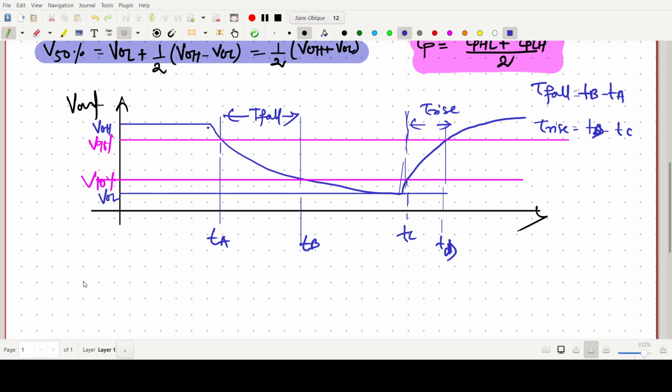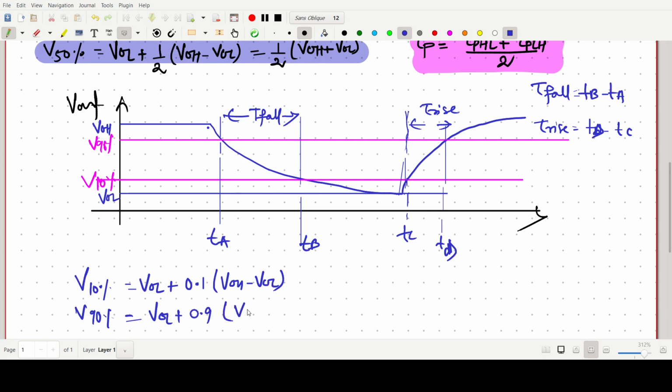The value of V10% we can simply write as VOL plus 0.1 times VOH minus VOL, and V90% is simply VOL plus 0.9 times VOH minus VOL. This is one other definition. Other delay definitions can be made by using 20%, 80%, or 30%, 70%, anything. So this is just the definition for the delay time estimation.